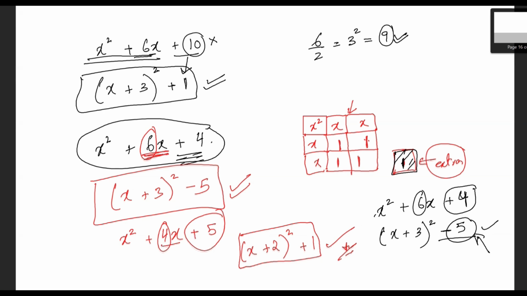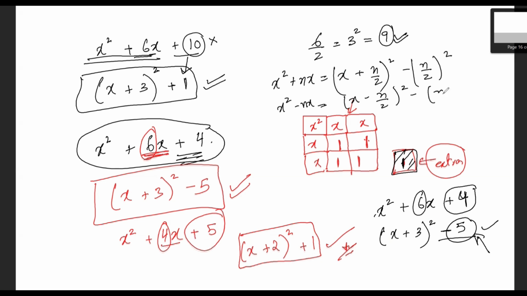So, since students are still making mistakes when I explain this thing, the better way is to just put the formula, okay? Don't remember this square thing, because it's complicated sometimes, right? So what is the formula? X square plus nx equals to what? X plus n over 2 whole square minus n over 2 whole square. That's it. And x square minus nx is x minus n over 2 whole square minus n over 2 whole square. That is the formula.